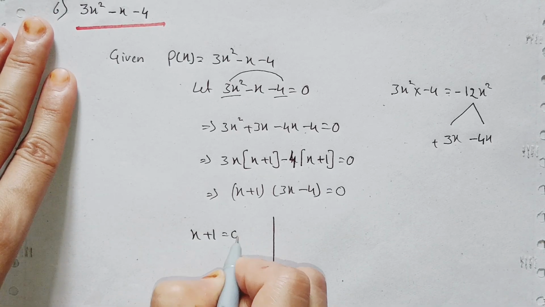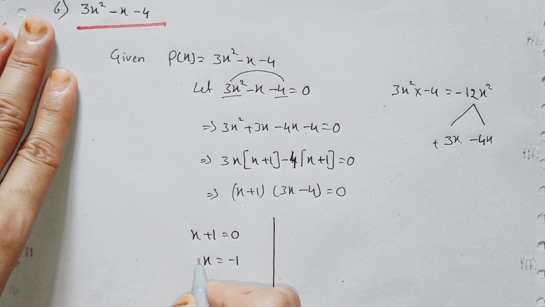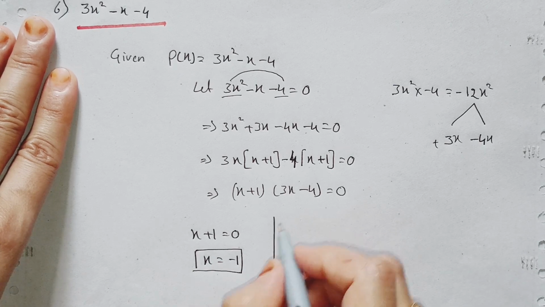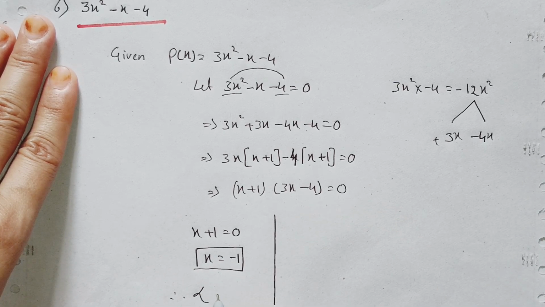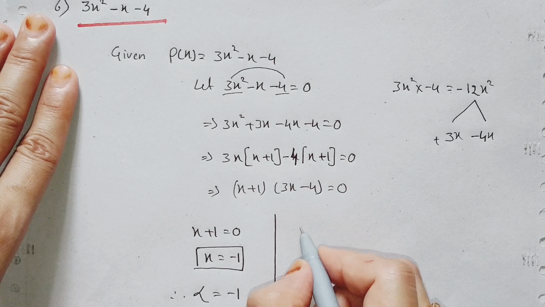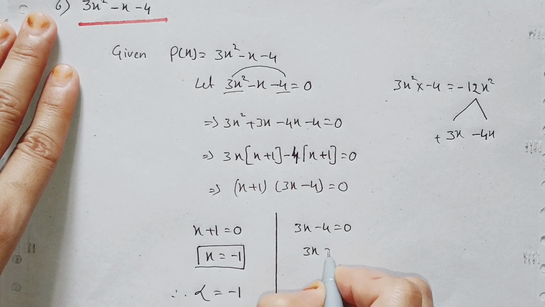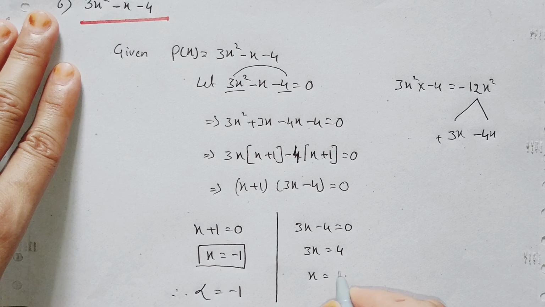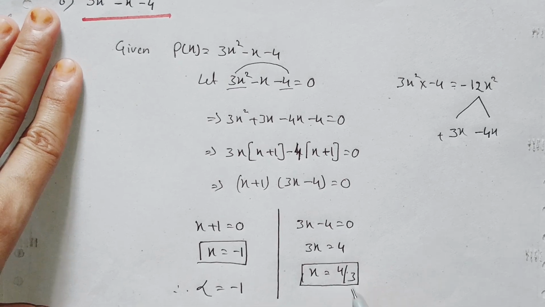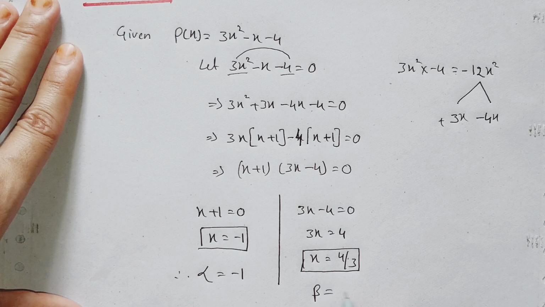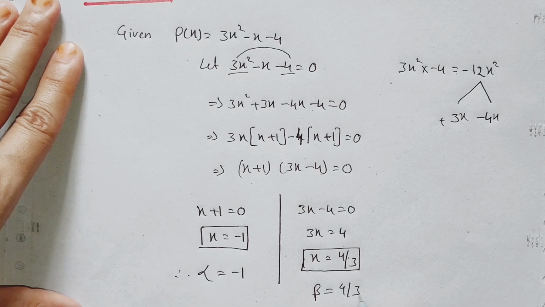x plus 1 equal to 0. Here x equal to minus 1, which is 1 root. So therefore alpha equal to minus 1. Here 3x minus 4 equal to 0, then 3x equal to 4, then x equal to 4 by 3. This is the second zero, which is beta equal to 4 by 3.